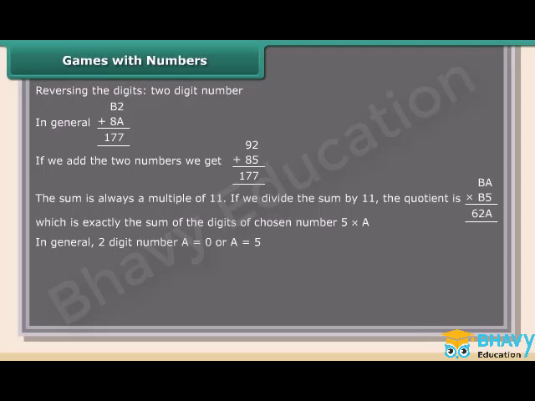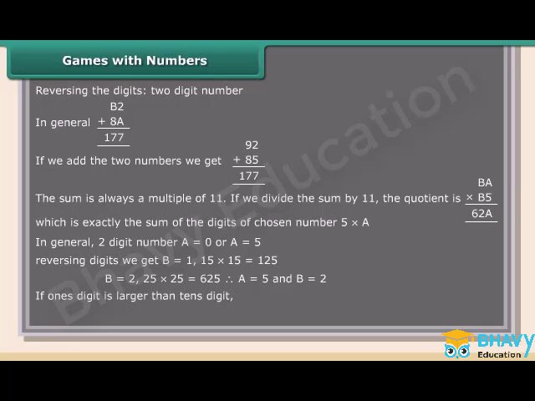In general, for the two-digit number, A is equal to 0 or A is equal to 5. Reversing digits, we get B as 1: 15 into 15 is equal to 225. B is equal to 2: 25 into 25 is equal to 625. Therefore, A is equal to 5 and B is equal to 2. If the one's digit is larger than the tenth digit, the resulting number is divisible by 9, so the remainder is 0.